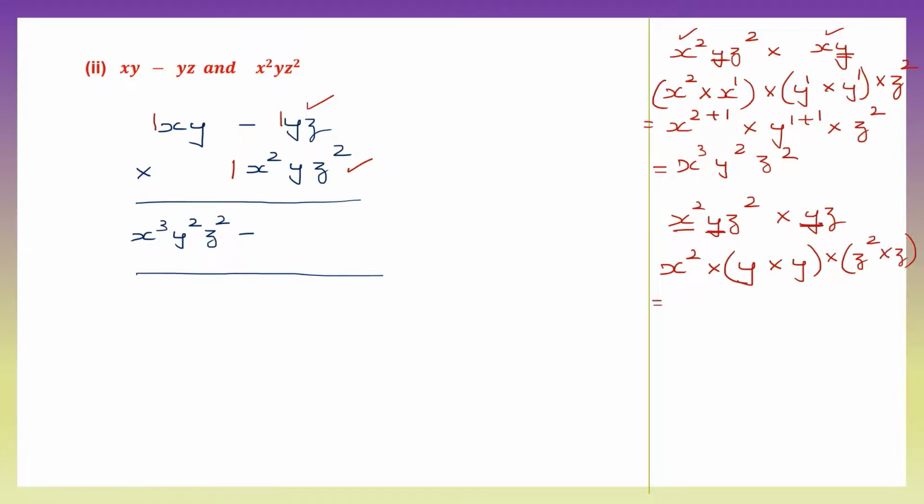Okay, so this becomes x square into y 1 plus 1 into z 2 plus 1. So that becomes x square y 1 plus 1 2 z 2 plus 1 3. So x square y square and z cube. X square, let's write that down, x square y square z cube. So this is my final answer.